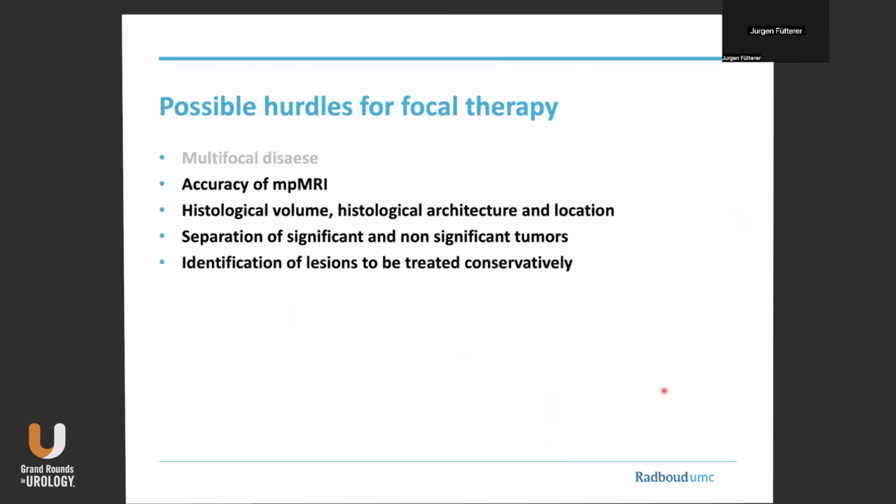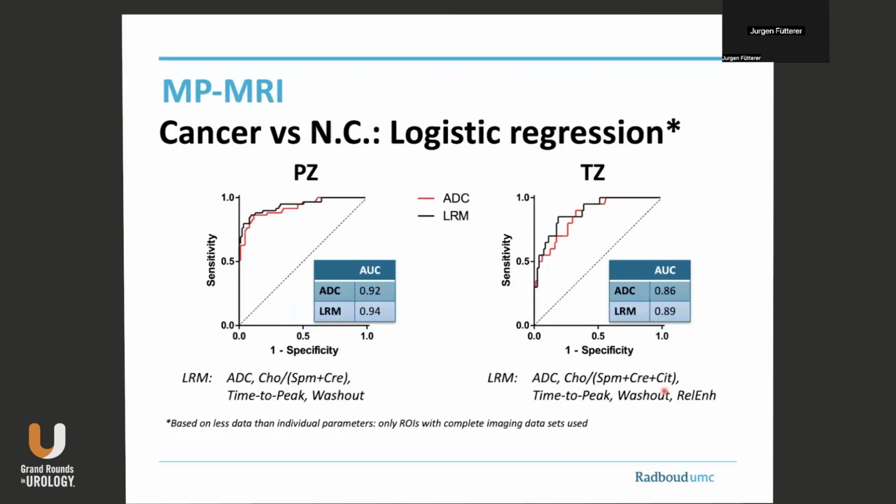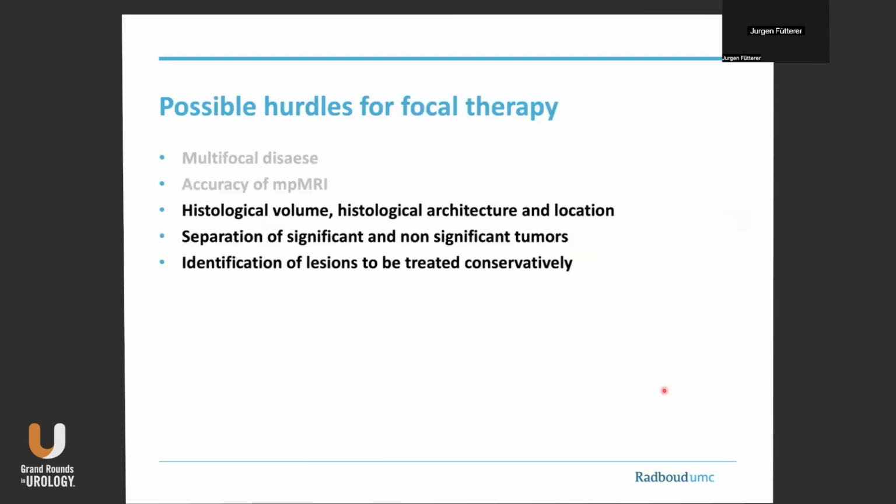Accuracy of mpMRI, several papers have shown if you use, for example, diffusion and T2, you clearly can find the lesion inside the prostate. Especially if you look at focal therapy, we're focusing on patients with ICEP 2 and 3 lesions, which can be picked up with MRI. What about histological volume?